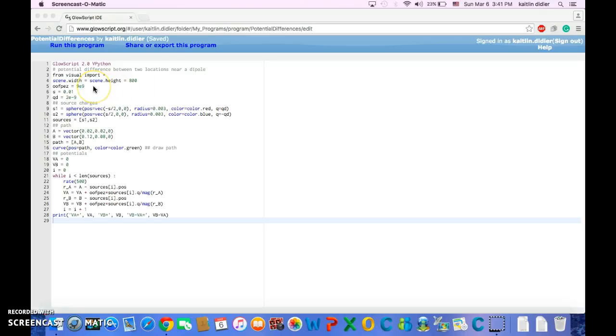UFPES is just the constant K, 9 times 10 to the 9th, that we frequently use in the electric field equation. S we made very small because it's the distance between the two dipoles. If we made it too big, then this probably wouldn't work. QD is the charge. So now we have to define the source charges.